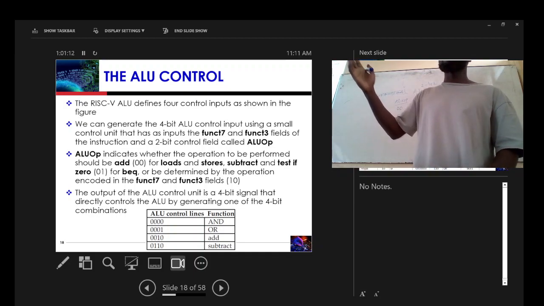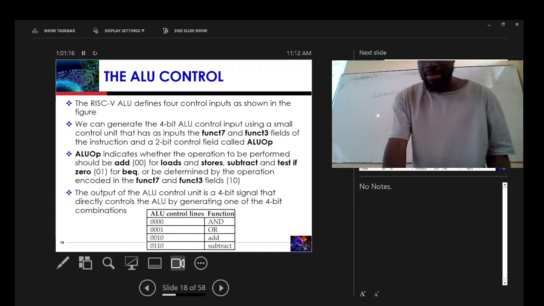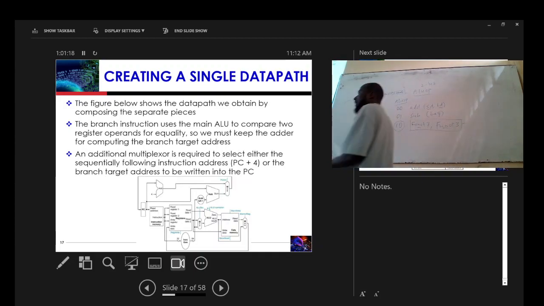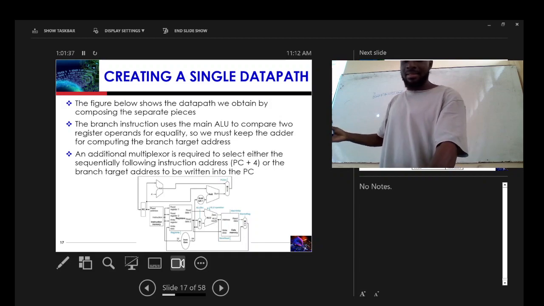Shall I continue? The main thing is that we have the ALU here, the normal ALU, which is our data path. The ALU must be controlled by something, and that is what is called the ALU operation. That's what is controlling the ALU. It's 4 bits, right? How do we generate that 4 bits?